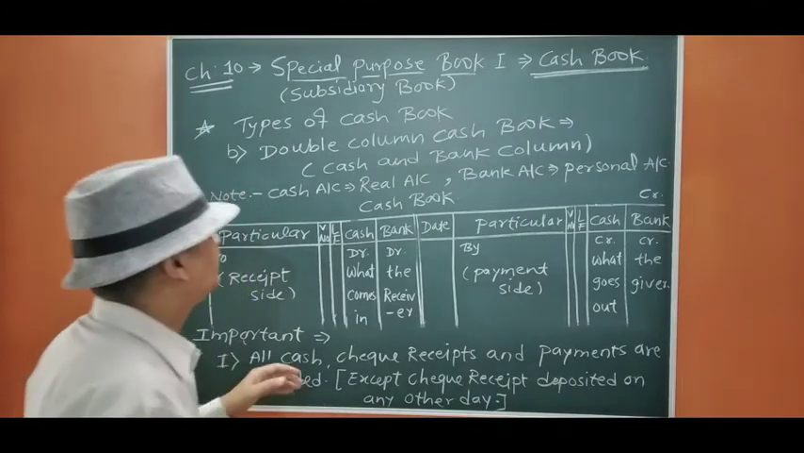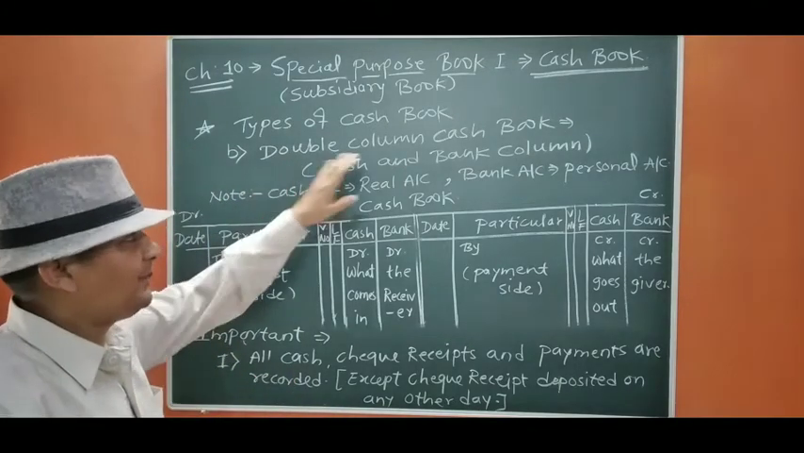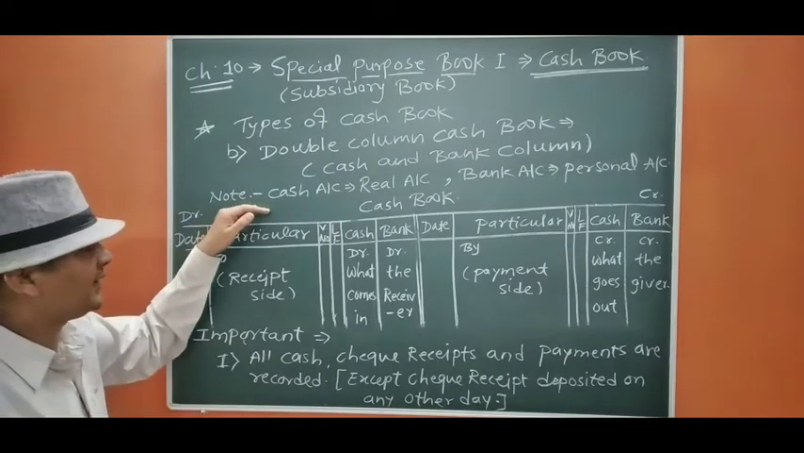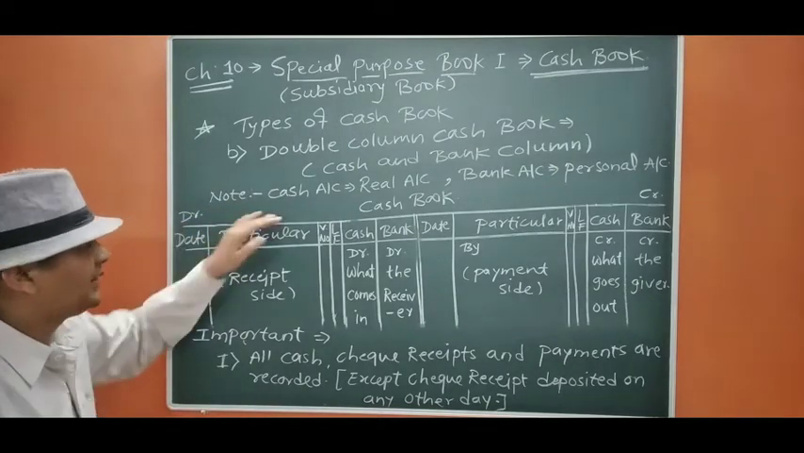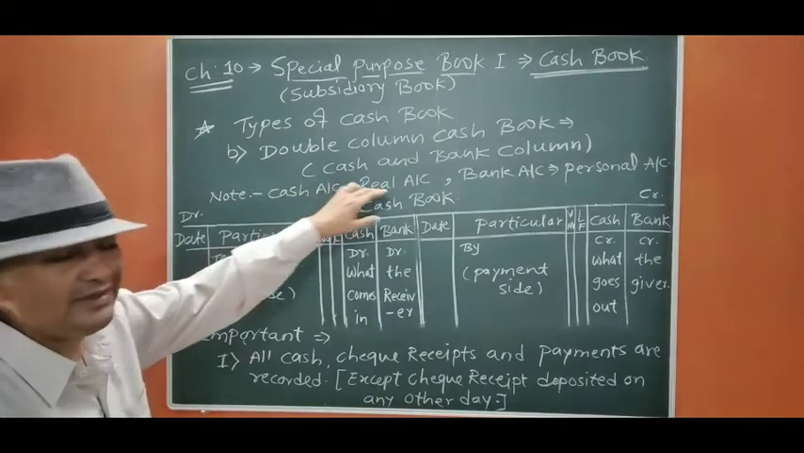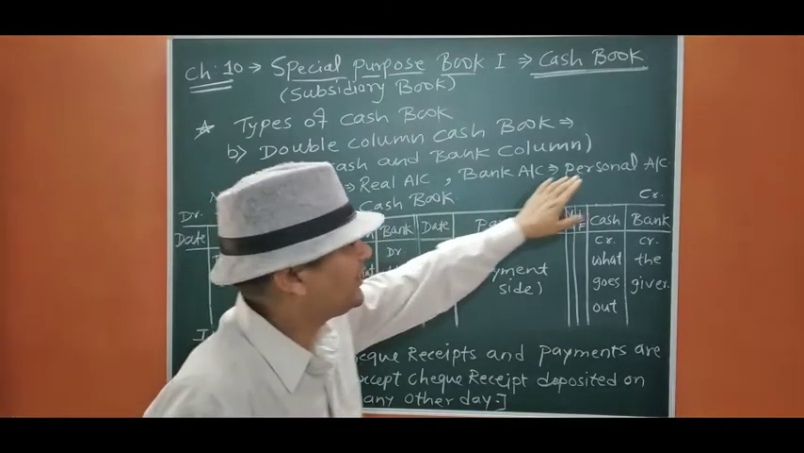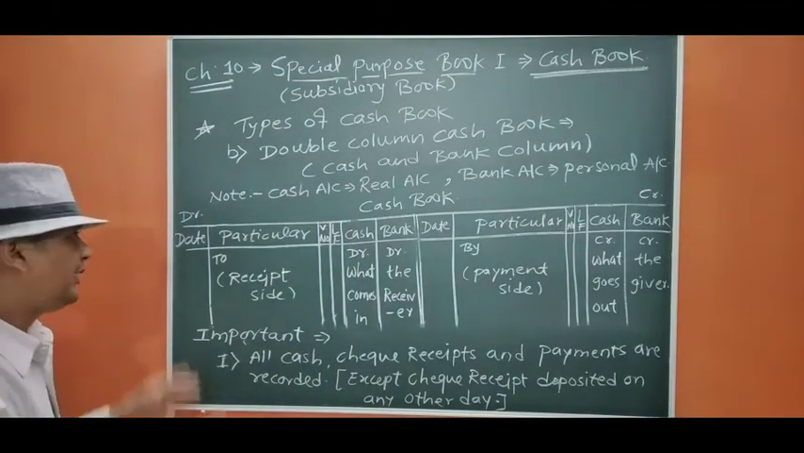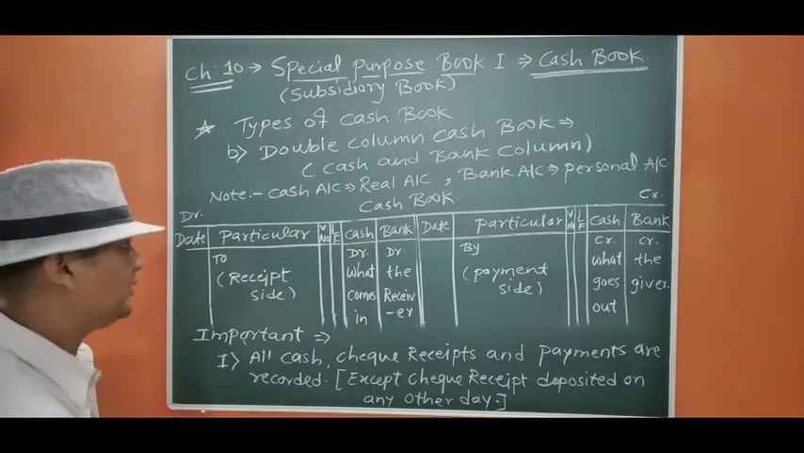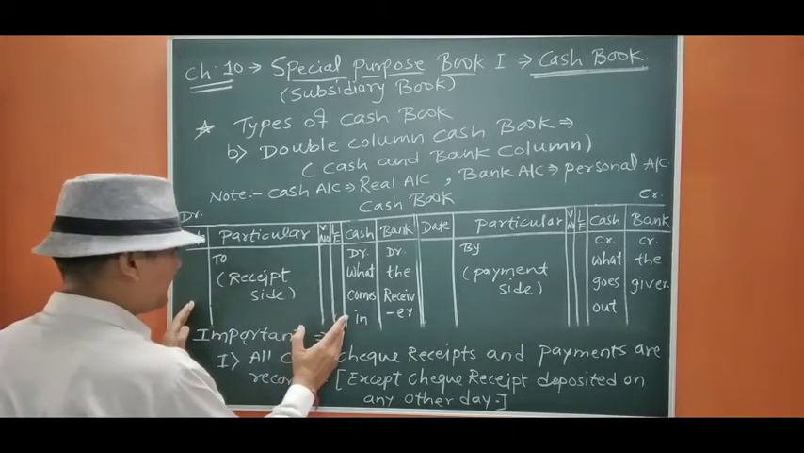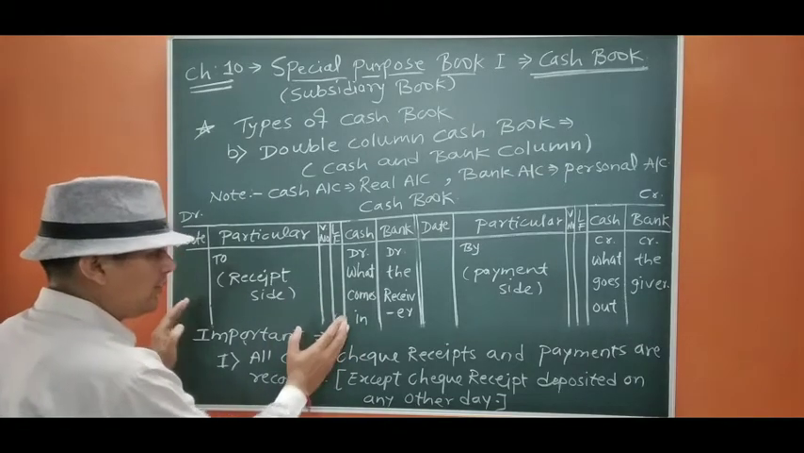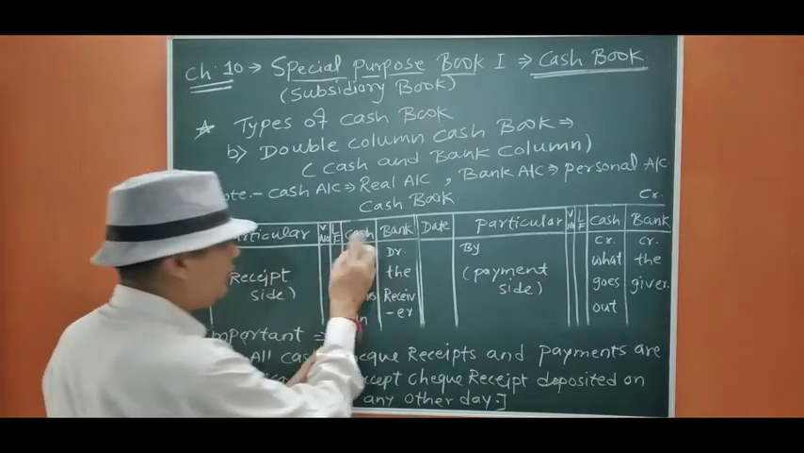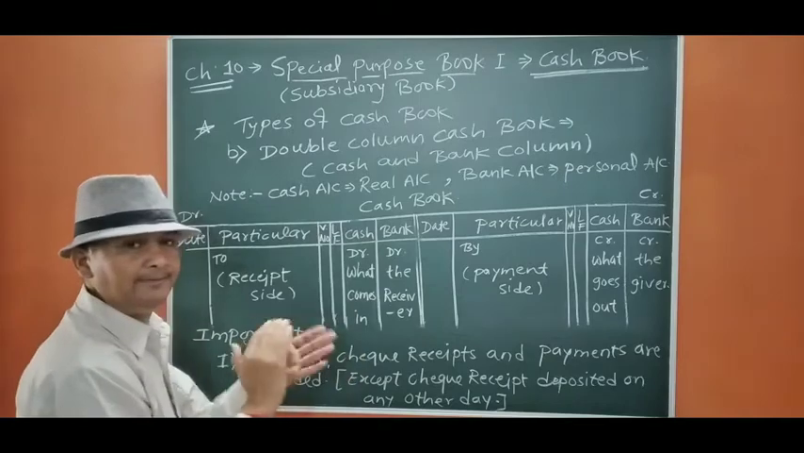B, double column cash book, in which cash and bank columns are prepared. Okay. This is the specimen of the cash book. Before that, you should remember that cash account is a real account and bank account is a personal account. This is a specimen of double column cash book. If you see, there is a little bit of change. This is the same as the simple cash book, but these 2 columns are there. There was a single column for cash. Now we have prepared cash and bank separately.